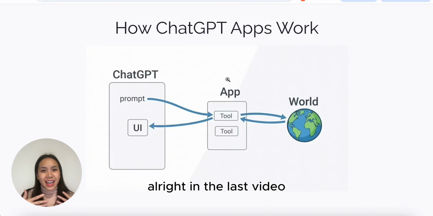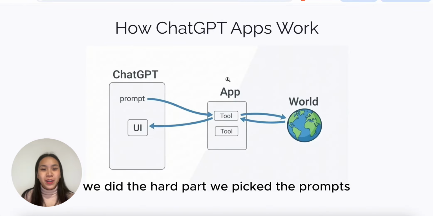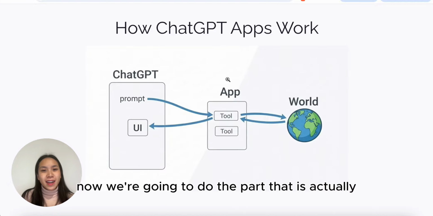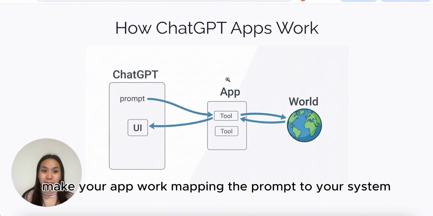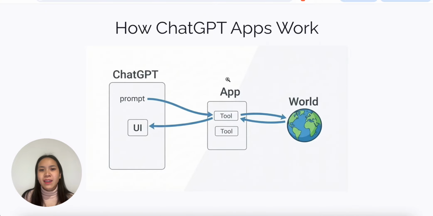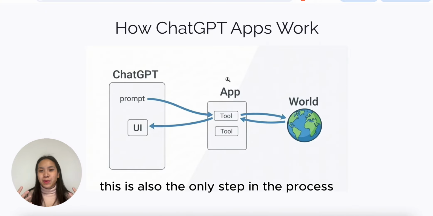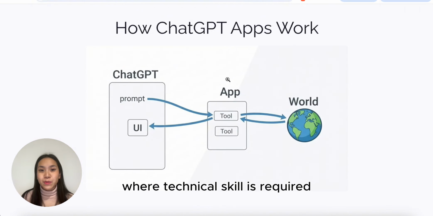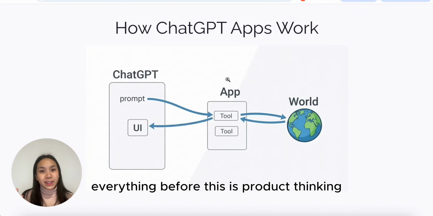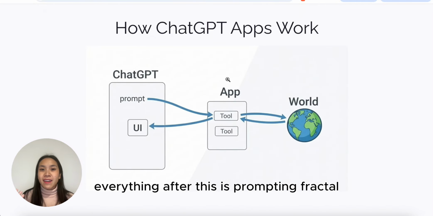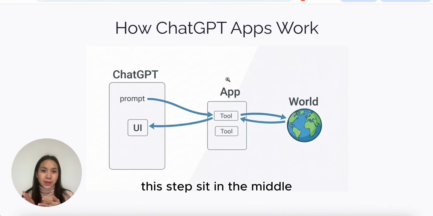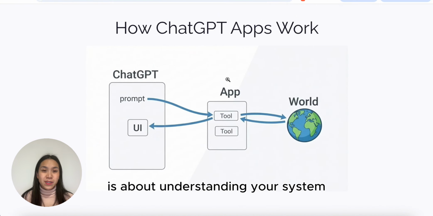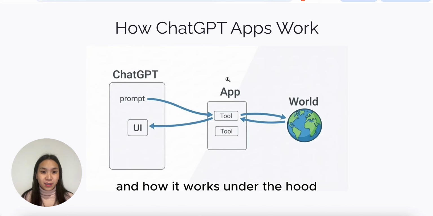Alright, in the last video, we did the hard part. We picked the prompts. Now we're going to do the part that actually makes your app work: mapping the prompt to your system. This is also the only step in the process where technical skill is required. Everything before this is product thinking. Everything after this is prompting Fractal. This step in the middle is about understanding your system and how it works under the hood.